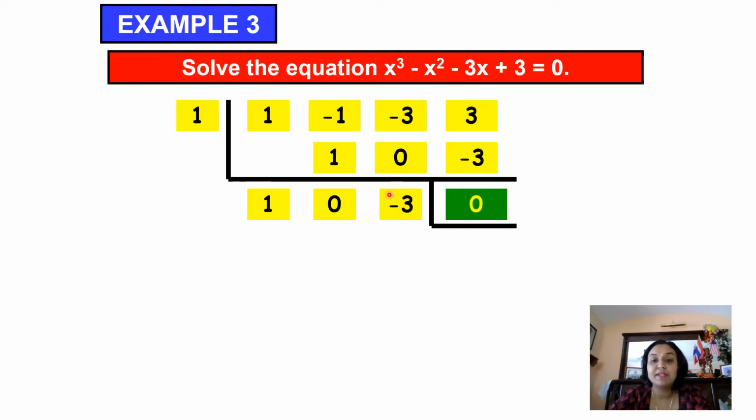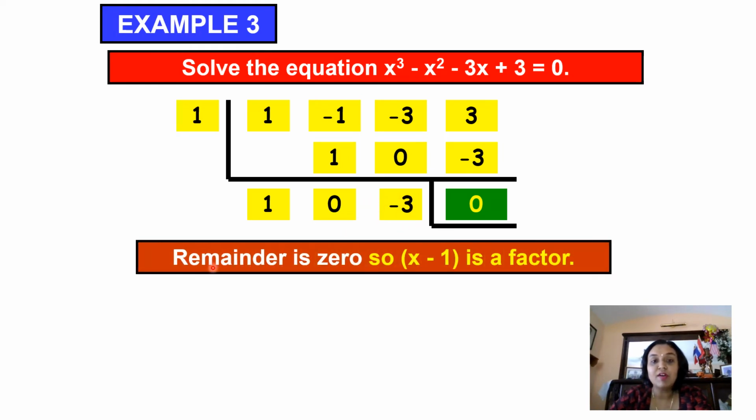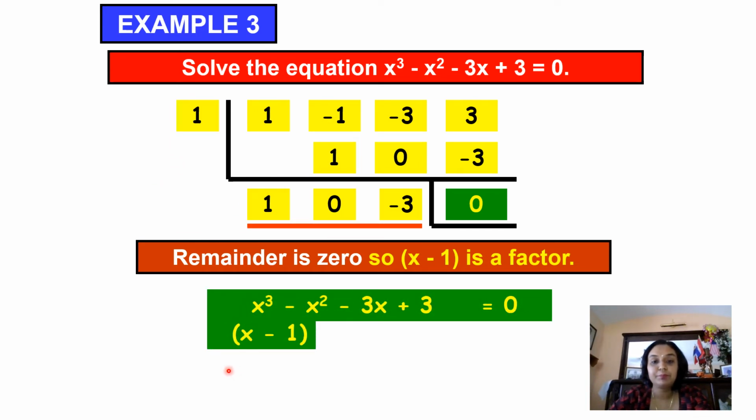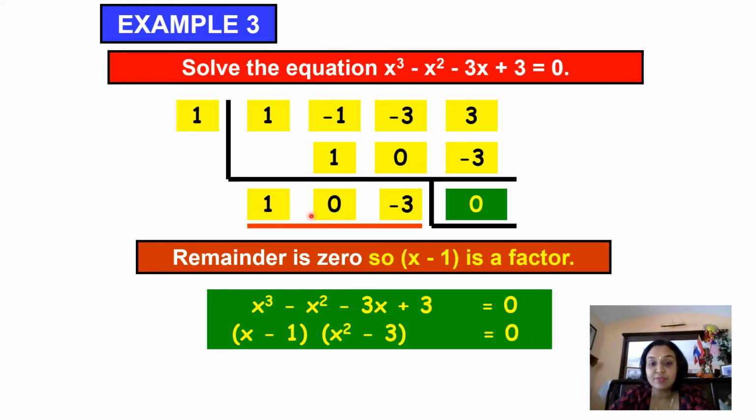Just make sure your remainder is actually a 0. Therefore, x minus 1 is actually a factor for this polynomial. The rest of the factors can be obtained from the quotient of the loom diagram. The quotient here gives you x squared plus 0x minus 3. So 0x is not written here, just to make sure that you understand what the 0 stands for.